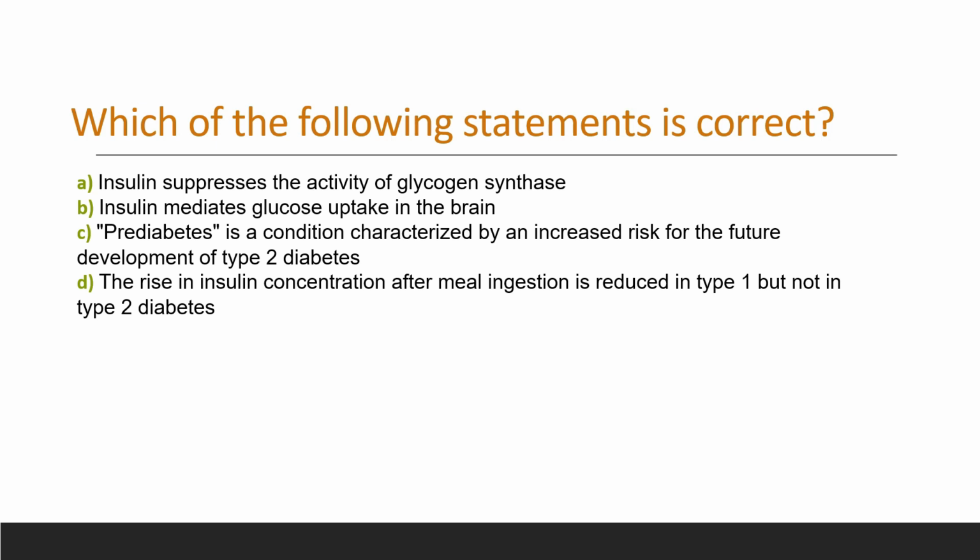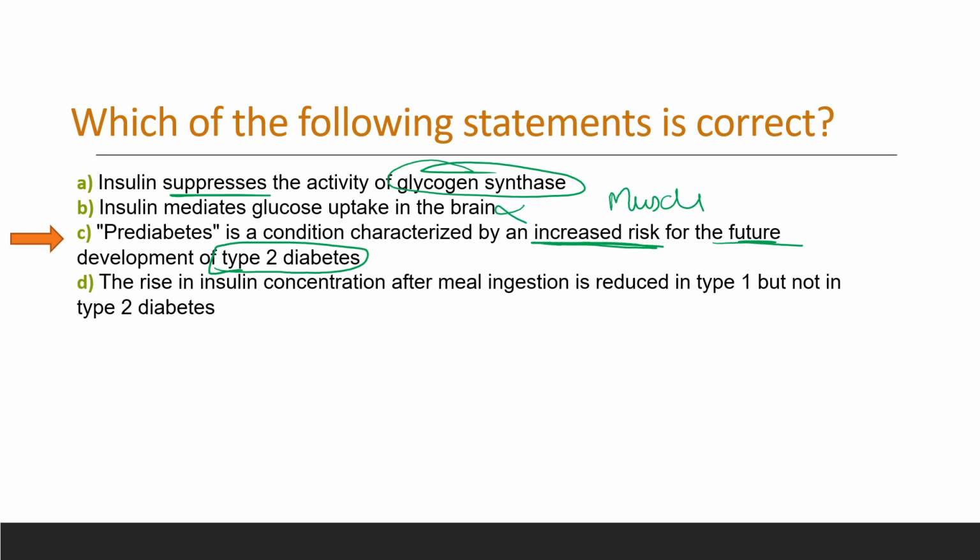So the correct option is option C, that prediabetes is a condition characterized by an increased risk for the future development of type 2 diabetes. In this, option A cannot be correct because insulin does not suppress the activity of glycogen synthase. And option B, insulin mediates the glucose uptake in the brain, is not correct. Insulin mediates the glucose uptake only in the muscles, not in the brain.